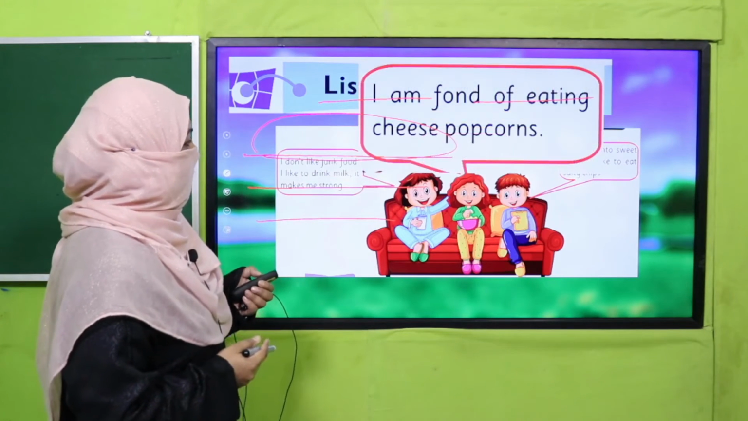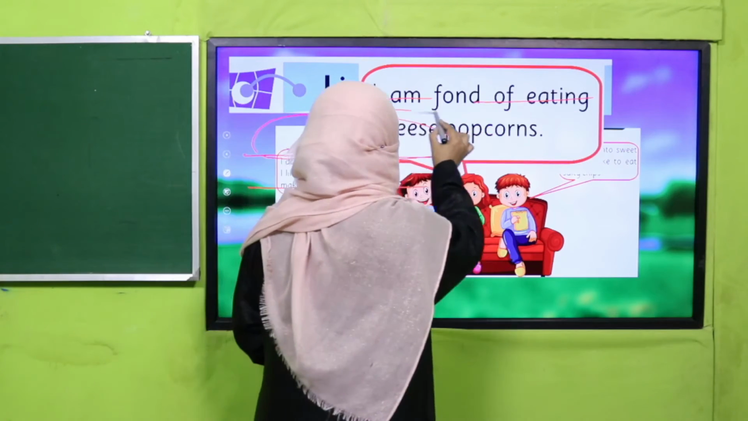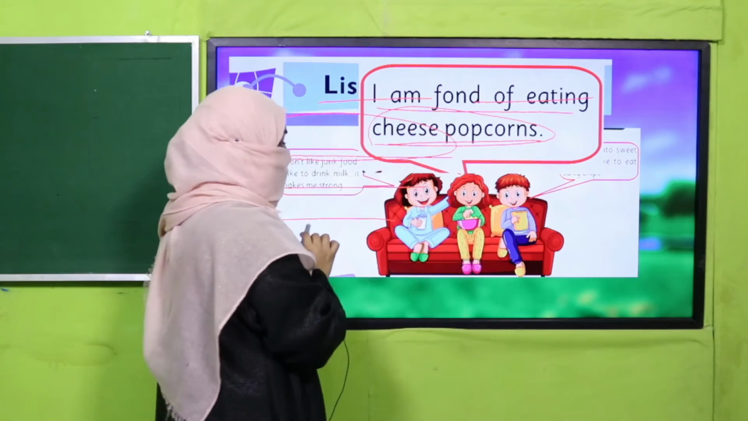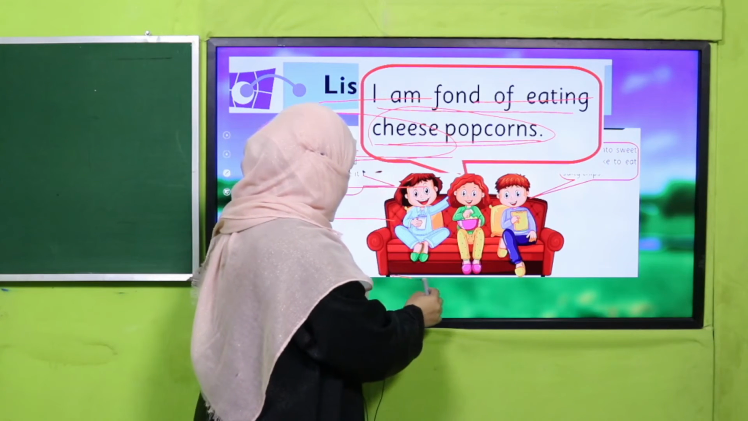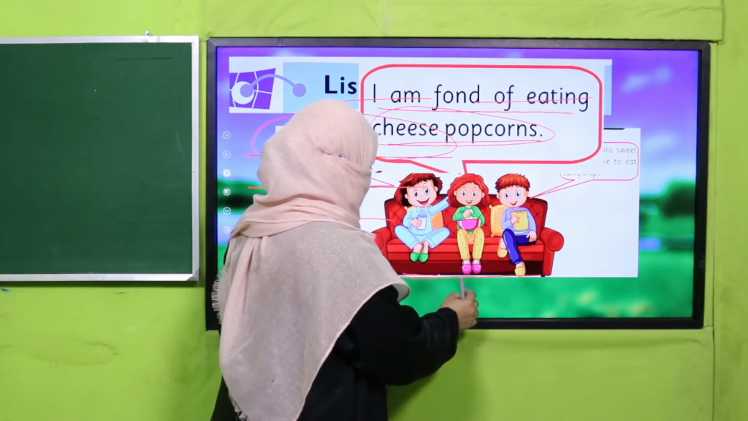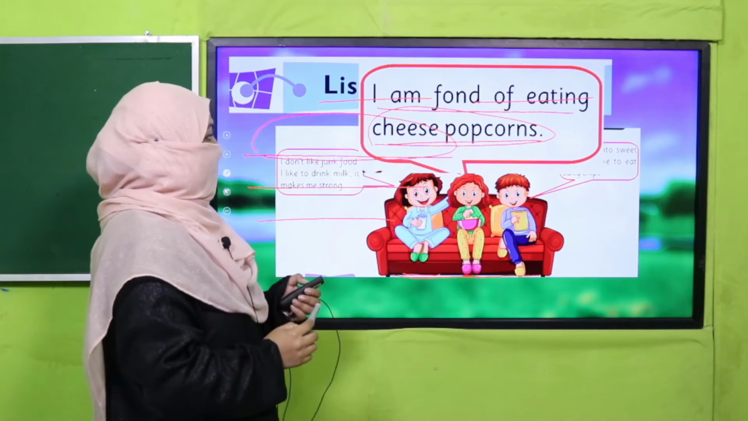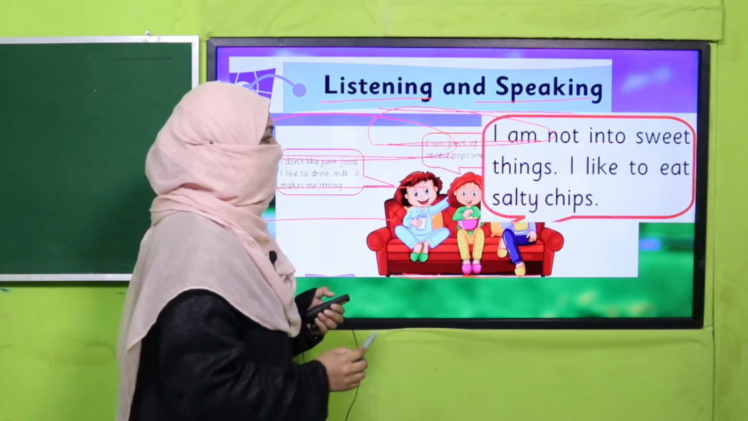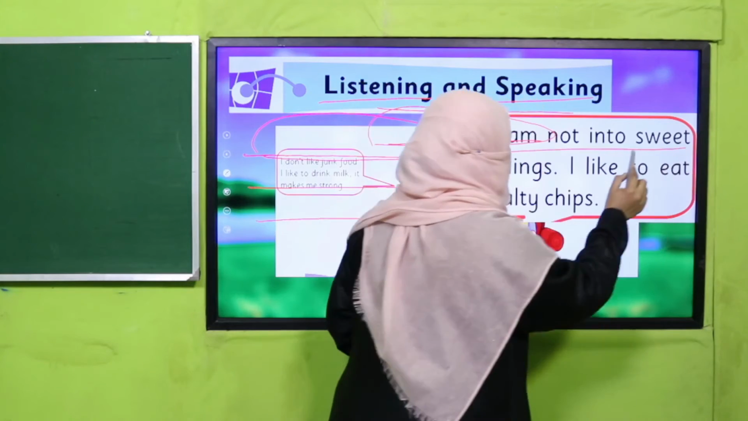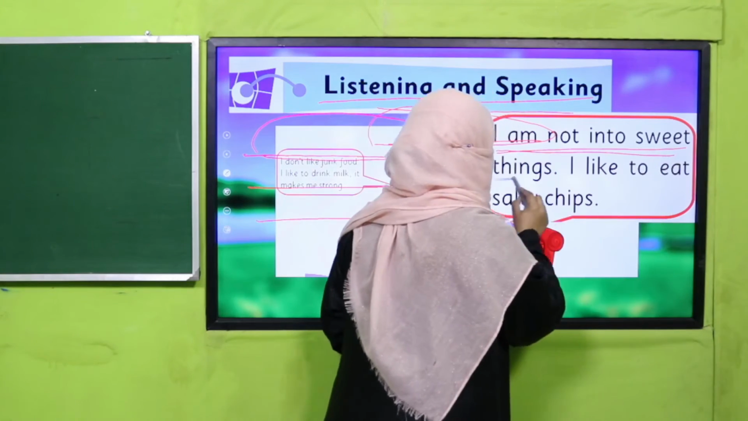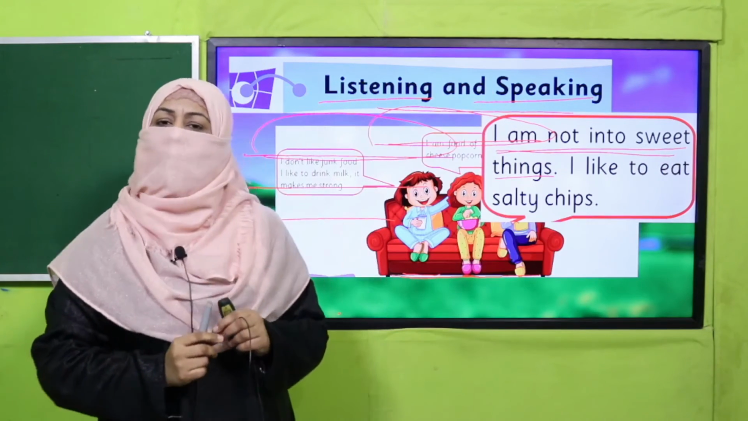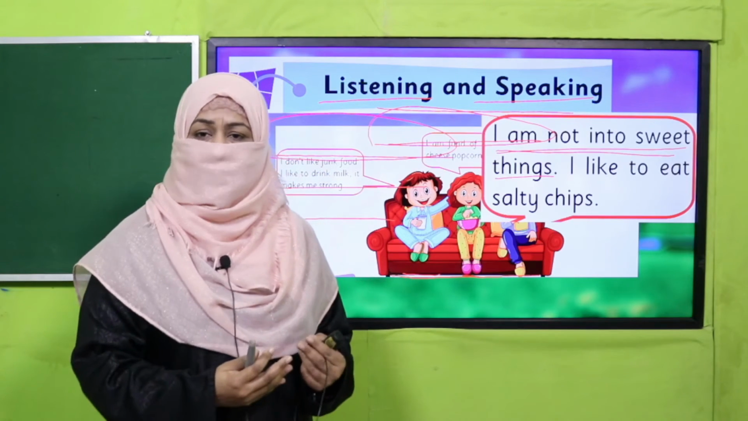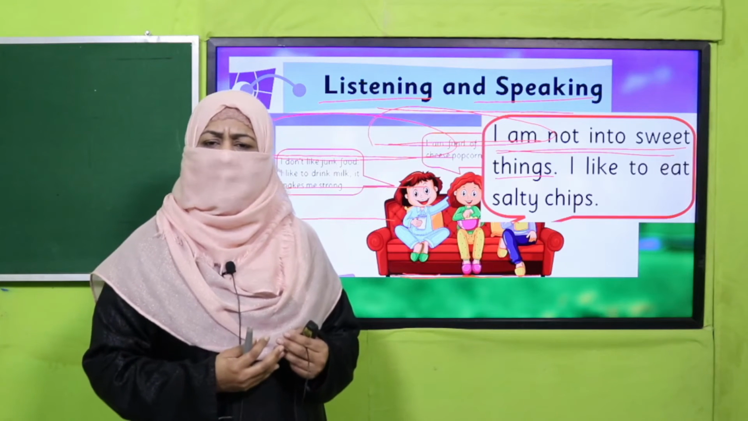The next boy is saying, I am fond of eating cheese popcorns. Now, cheese popcorns are also a healthy choice. You see, the three siblings are sitting, two brothers and one sister, and they are telling their choices. All right. And the third boy is saying, I am not into sweet things. Now, beta, you see, I'm not into sweet things. It's very appropriate. Instead of saying, I don't like this, what is this? No, that's not the right way. Whenever you are expressing yourself, it should be nice. I'm not into sweet things.